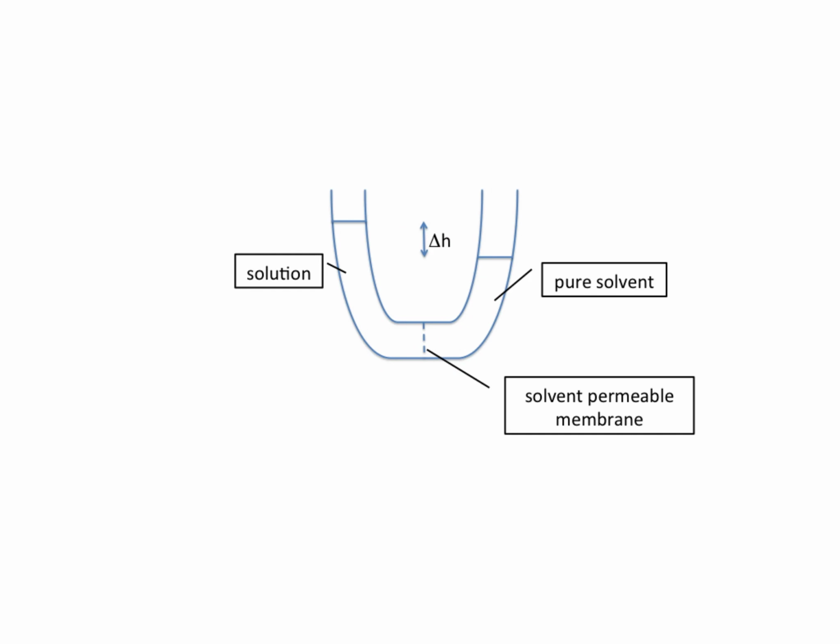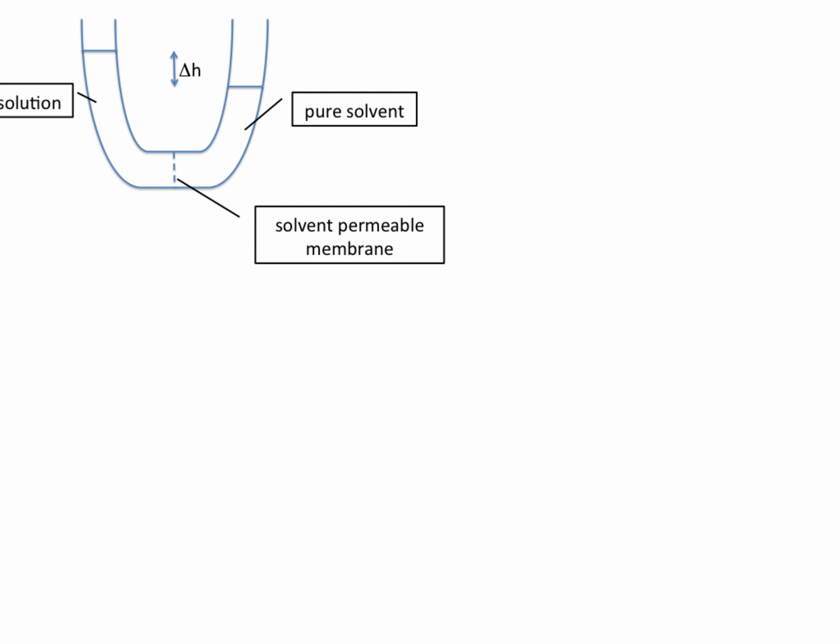When the system comes to equilibrium and the heights have stabilized, we know that the chemical potential of the solvent in the solution is equal to the chemical potential of the pure solvent. We can use this fact to derive an expression for the osmotic pressure. Because the pressures on the two sides of the U-tube are not equal, we will need to think about how the chemical potential changes with pressure.